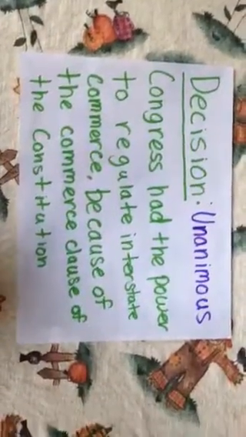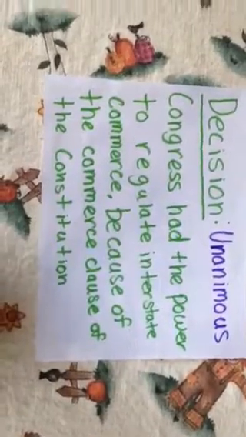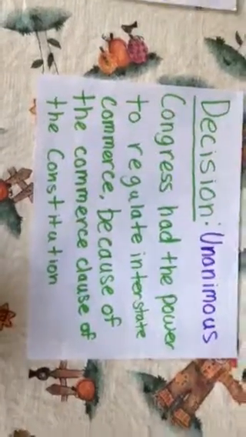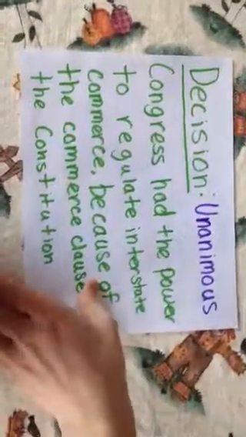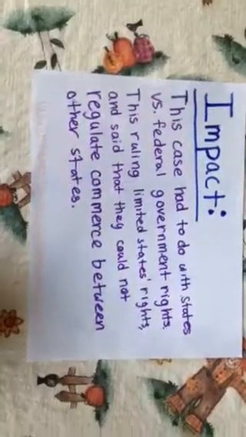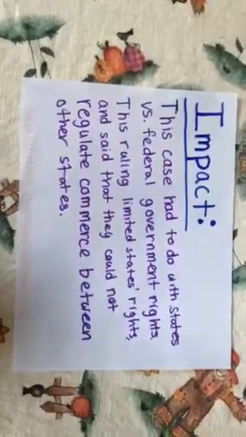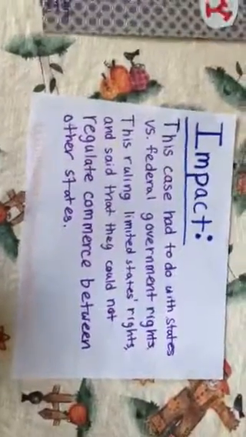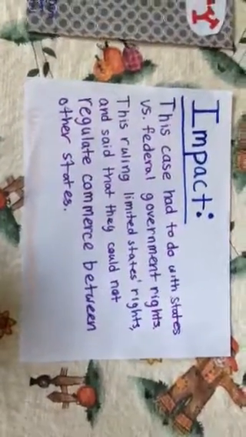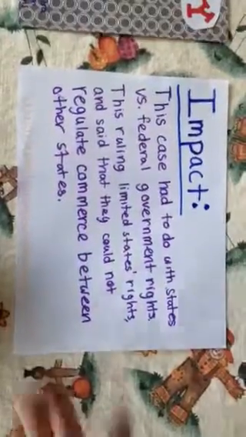The court unanimously decided that states could not monopolize industries and that only Congress had the power to regulate interstate commerce. The impact of this decision is that it gave Congress an advantage, and basically gave the federal government an advantage by giving them the right to regulate interstate commerce, which gave them another power over the states.